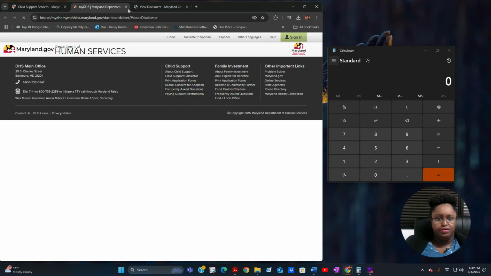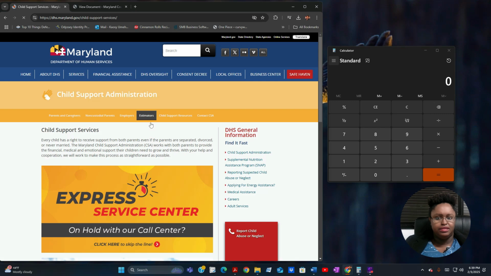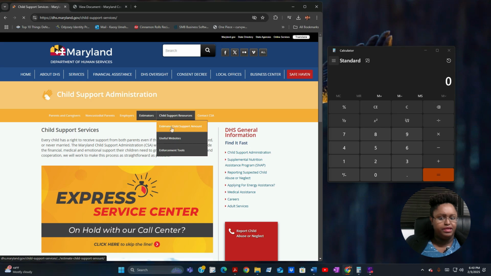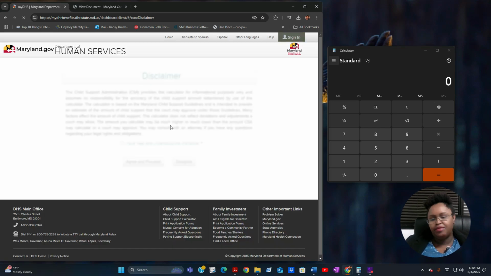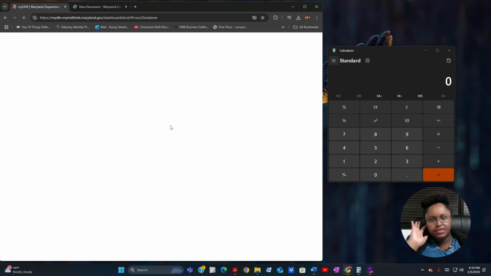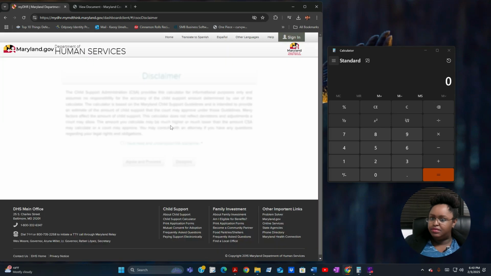This is not where we're trying to go. We are trying to go to the estimate. Let's maybe try estimated child support amounts. It's going to take a little bit of time to get me to the right page.